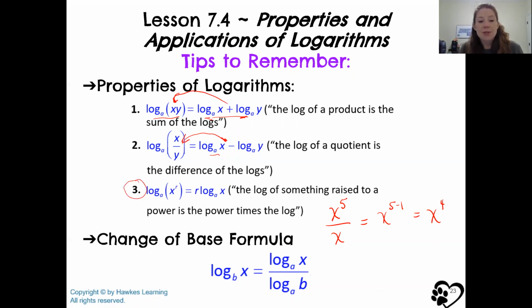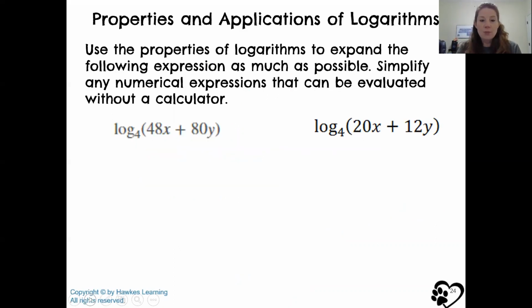And our third property tells us how we get to take an exponent and bring it up to the front as a whole number or as a factor of the log. All right, the opposite is true. If we have a number in front of the log being multiplied by the log, we can move it back and it becomes a little exponent. So we're going to use all of those properties.